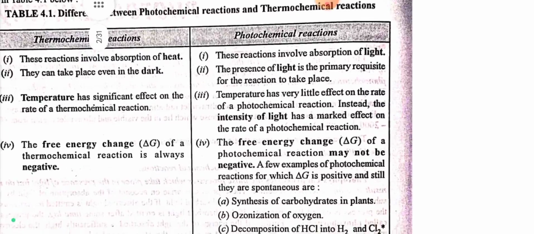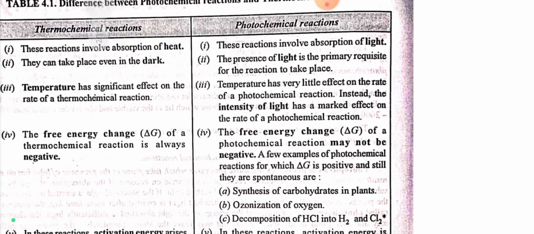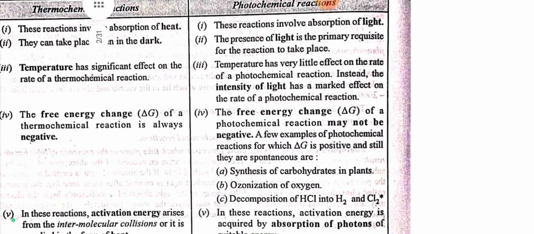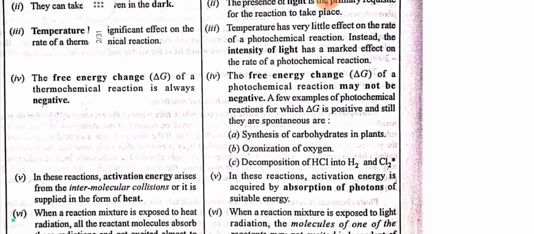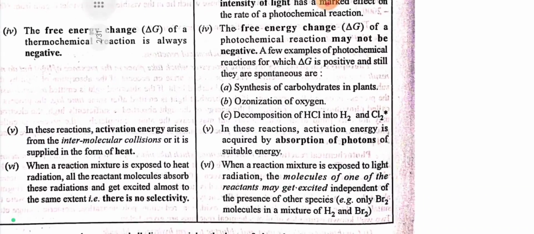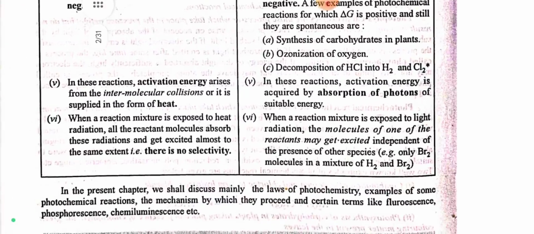A few examples of photochemical reactions for which delta G is positive and still they are spontaneous are: synthesis of carbohydrates in plants, ozonation of oxygen, decomposition of HCl into H2 and Cl2. In these reactions, activation energy is acquired by absorption of photons of suitable energy. When a reaction mixture is exposed to light radiation, the molecules of one of the reactants may get excited independent of the presence of other species, that is, only Br2 molecules in a mixture of H2 and Br2.